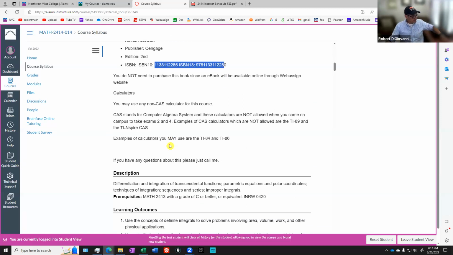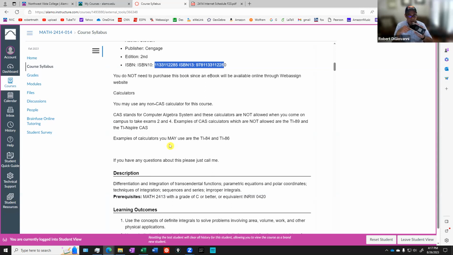Now, calculators: all you need for the class is a scientific calculator. You're more than welcome to have a graphing calculator, but there are some stipulations. You cannot have a calculator that has a computer algebra system on it. That's a CAS system. And there aren't a lot of calculators that have that. The two that I can name right offhand are the TI-89. That's what I actually have here. This would not be allowed on the exams. Also, the TI-Nspire is not allowed if it says CAS on it.